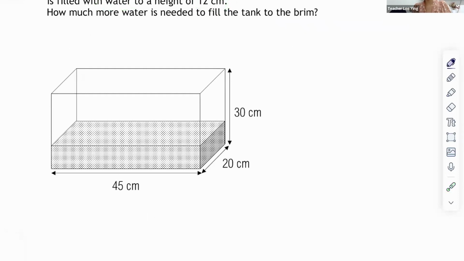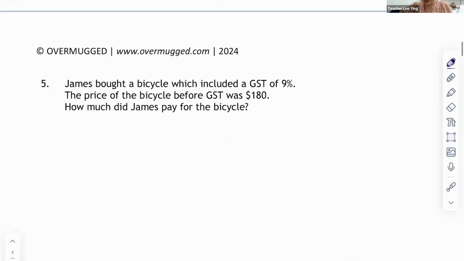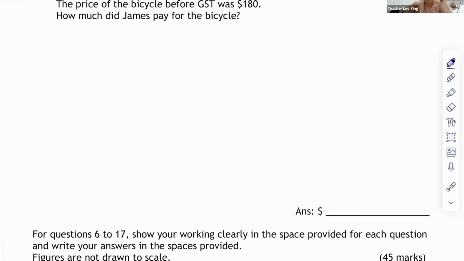So in question number 4, the figure shows a rectangular tank with a height of 12 centimeters. How much more water is needed to fill the tank to the brim? So in order to fill it to the brim, we need to figure out how much space there is. And the empty space has actually a height of 13 minus 12, which is 1. So you can find the answer by taking length times breadth times the height of the empty space. And when we calculate that, we get 16200 cubic centimeters.